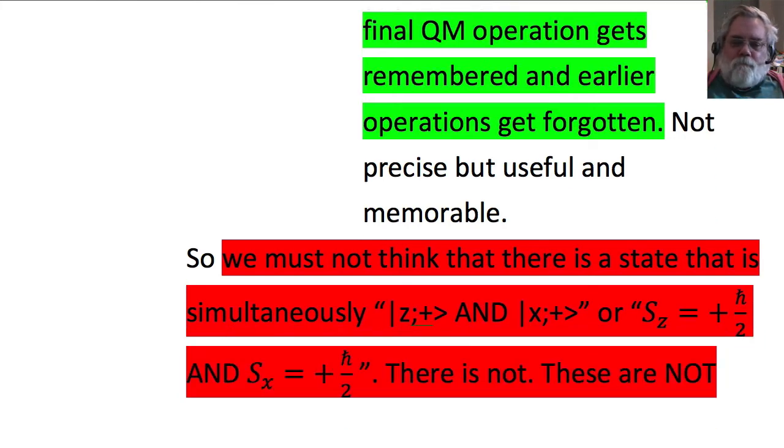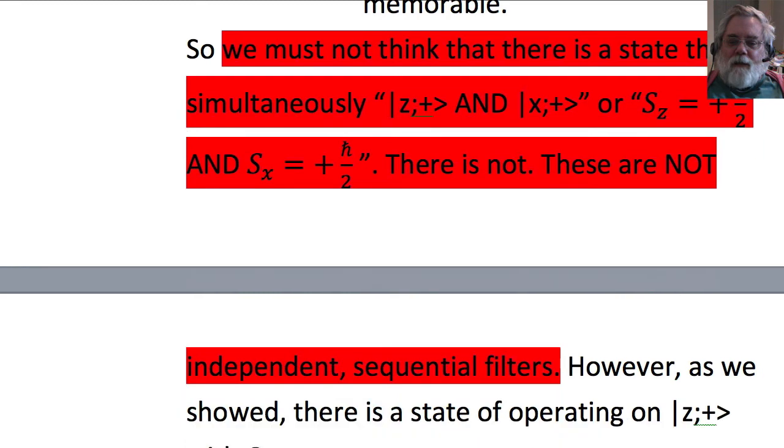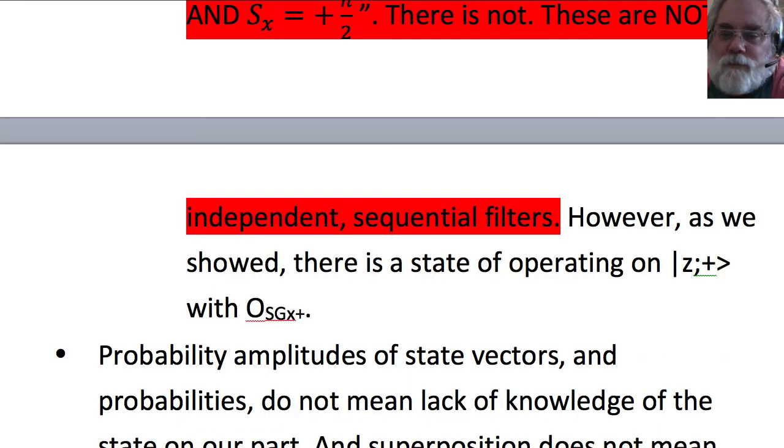So we must not think that there is a state that is simultaneously Z plus and X plus, or simultaneously Sz equals plus h bar over 2 and Sx equals plus h bar over 2. There is no such state. These are not independent sequential filters. However, as we showed, there is a state of operating on Z plus with operator SGX plus.